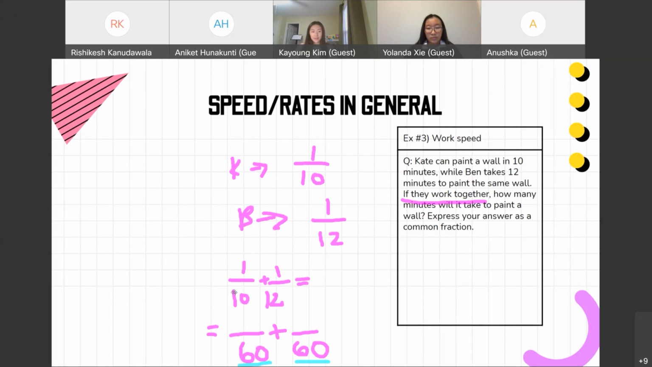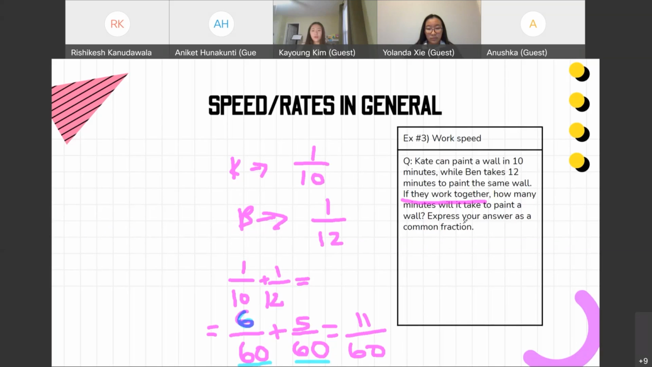So 10 times 6 is 60. So 6 over 60 is the same thing as 1 over 10. And then 5 over 60 is the same thing as 1 over 12. So now I can add them since they have the same denominator. So that equals 11 over 60.